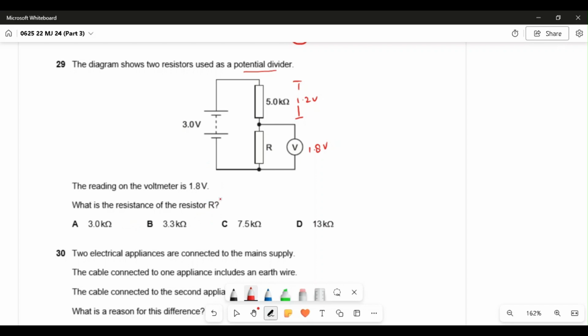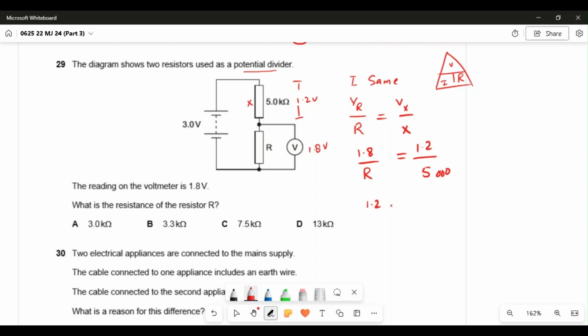We know that the current through them is the same. The definition of current I is V over R. So I can say that the voltage across resistor R over resistance R will be equal to the voltage across resistor X over resistance X. The voltage across R is 1.8, resistance R we don't know, and the voltage across X is 1.2 over X, which is 5 kilo, meaning 5000.